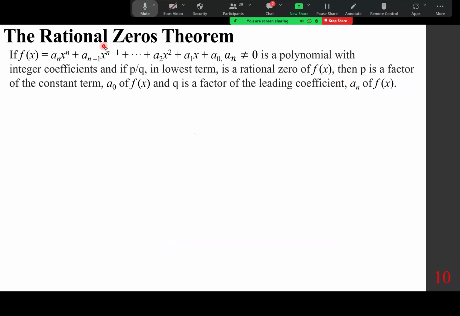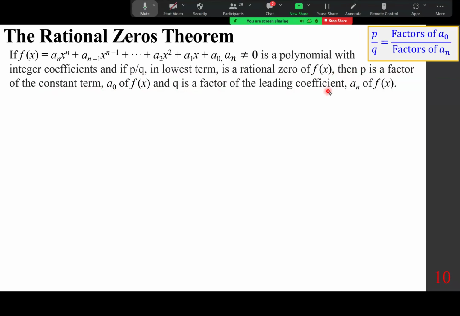The rational zero theorem. If f of x equals a sub n x to the power of n plus a sub n minus 1 x to the power of n minus 1, all the way to a sub 0, where a sub n is not equal to 0, is a polynomial with integer coefficients, and if P over Q in lowest terms is a rational zero of f of x, then P is a factor of the constant term a sub zero of f of x, and Q is a factor of the leading coefficient a sub n of f of x.